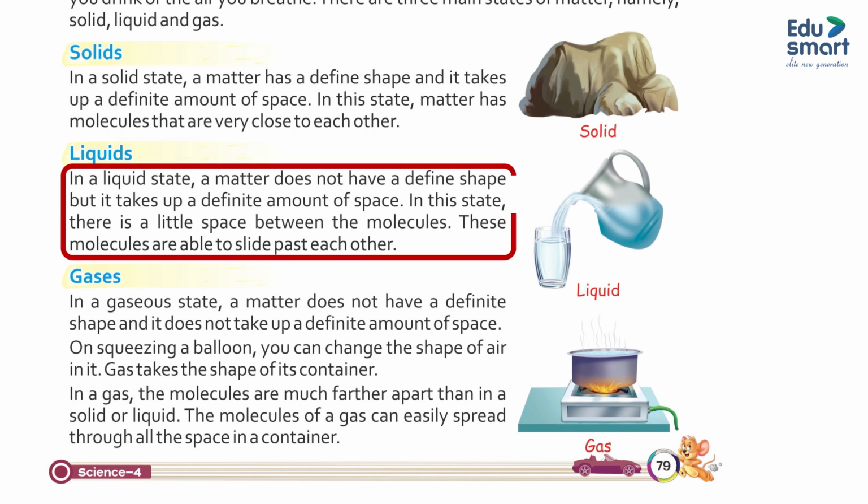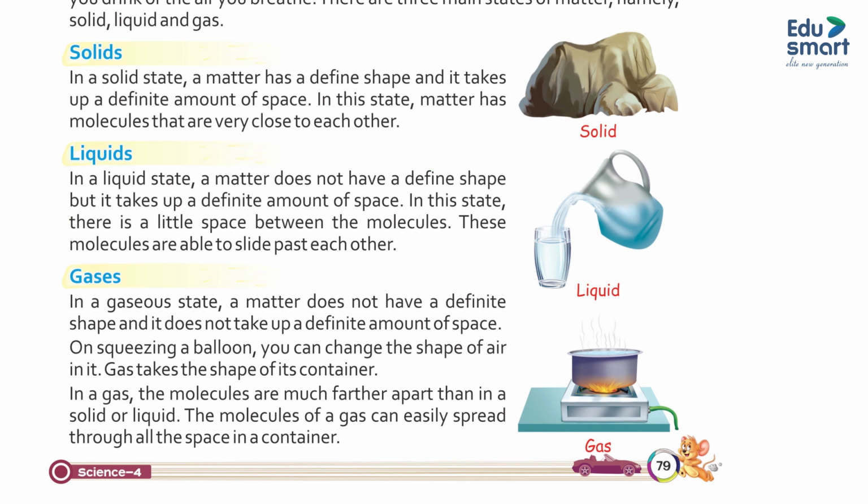Liquids. In a liquid state, a matter does not have a defined shape, but it takes up a definite amount of space. In this state, there is a little space between the molecules. These molecules are able to slide past each other.